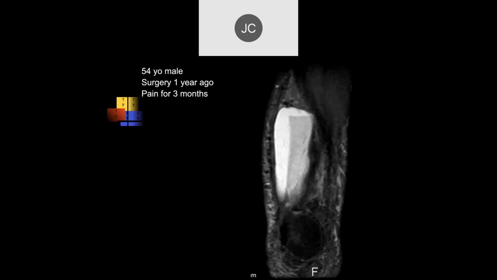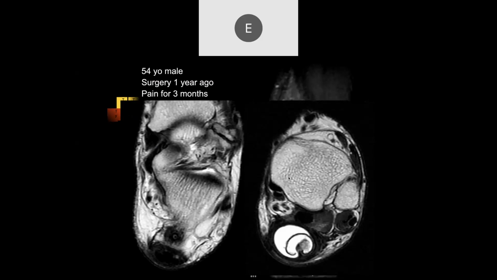Okay, 54-year-old male, surgery a year ago, pain for 3 months. So, yeah, we're looking coronally here. The Achilles tendon, right? There's increased signal. Doesn't look like normal tendon fibers there. Let's see, on the axials. I think this is another post-operative appearance. Had surgery 1 year ago and now has had pain for 3 months.